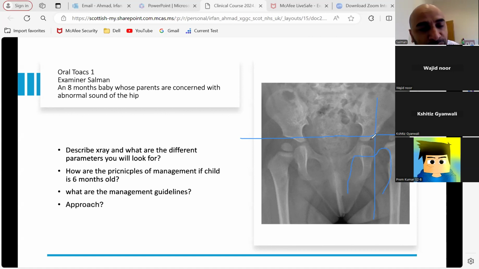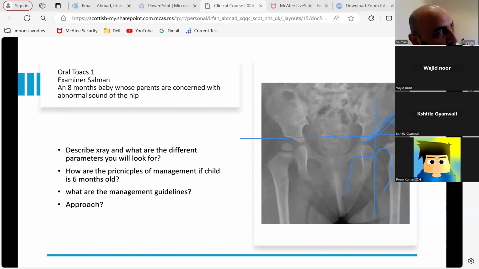Very good. Do you know the value of the acetabular index? Normally it should be less than 25 degrees, sir. Okay, very good. So can you tell me what are the principles of management if this child is 6 months old? For the 6 months old child, I'd like to go for conservative management.